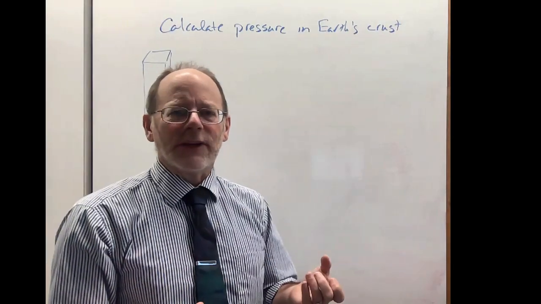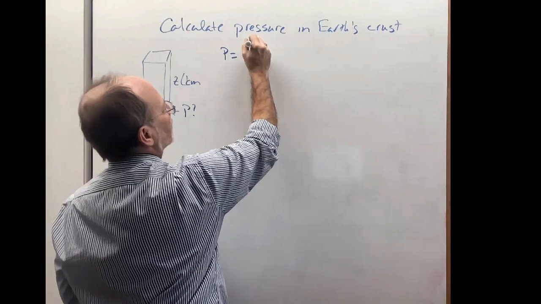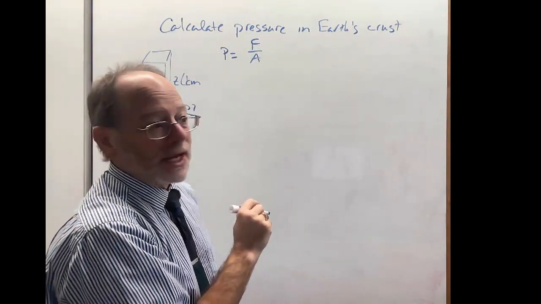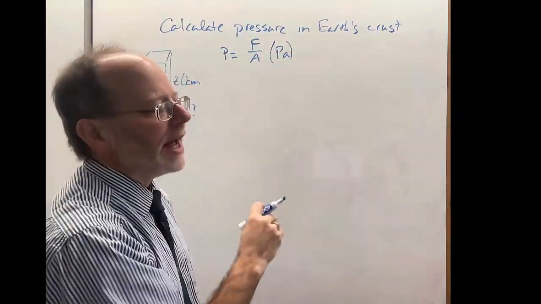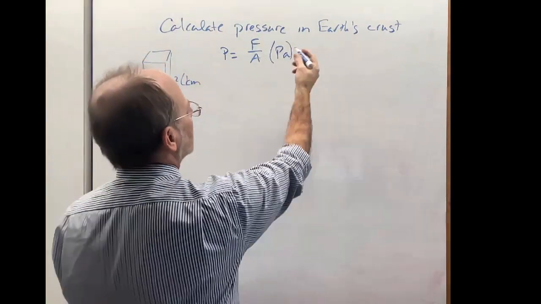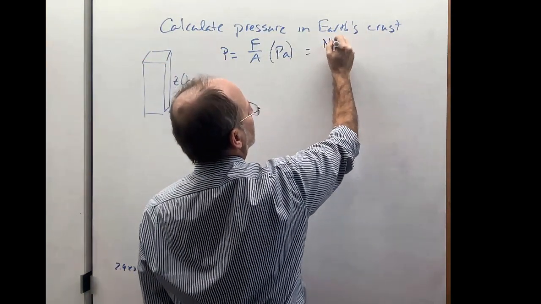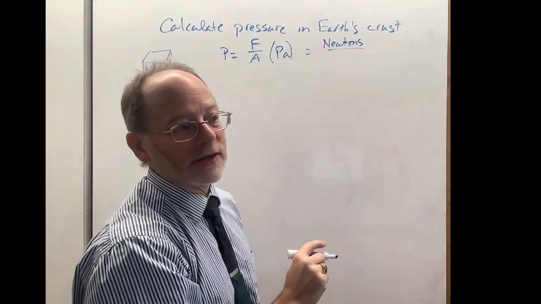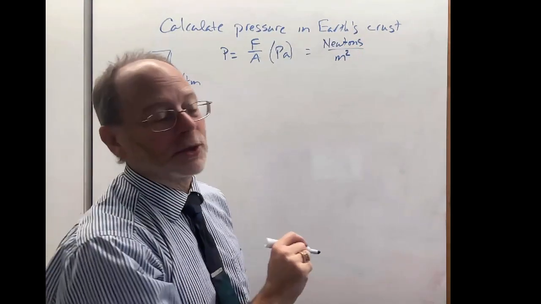Okay, so first of all, let's think about what pressure is. Pressure is a force per unit area, and the units are in pascals. How does this break out in terms of units that we can really use? Okay, force is measured in newtons, and area, we're going to take an area of a meter squared. So a pascal is a newton per meter squared.